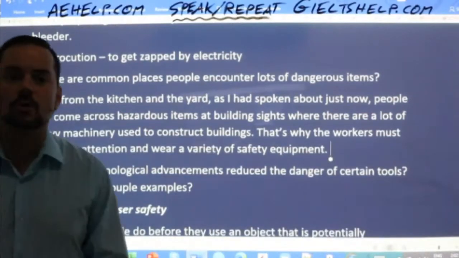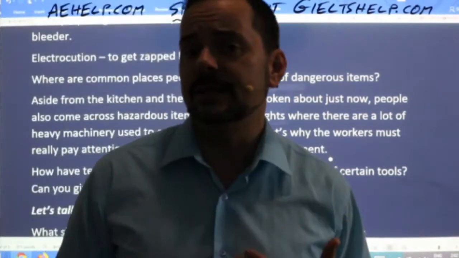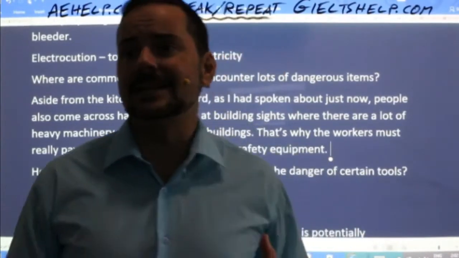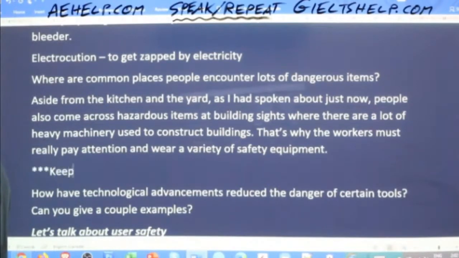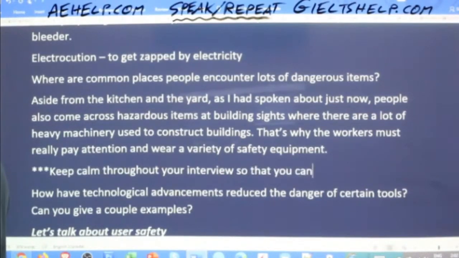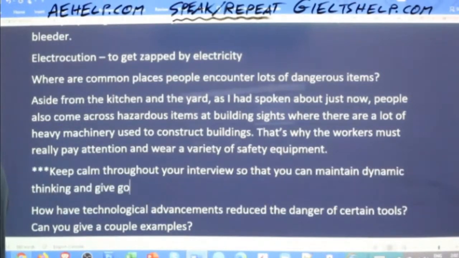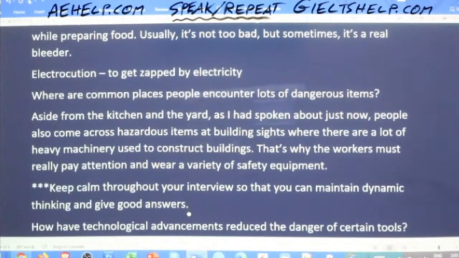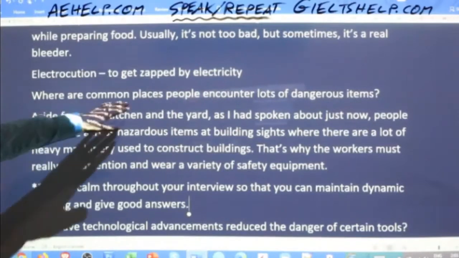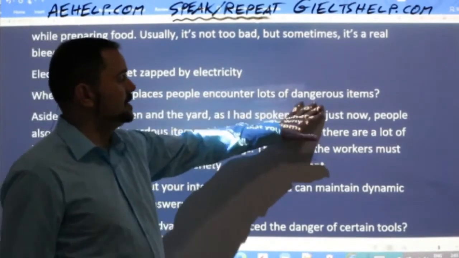It's really important to stay calm throughout your speaking interview so that you can maintain dynamic thinking. Okay, so keep calm throughout your interview so that you can maintain dynamic thinking and give good answers, right? So schools, hospitals, industrial places, factories. So where are common places people encounter lots of dangerous items?